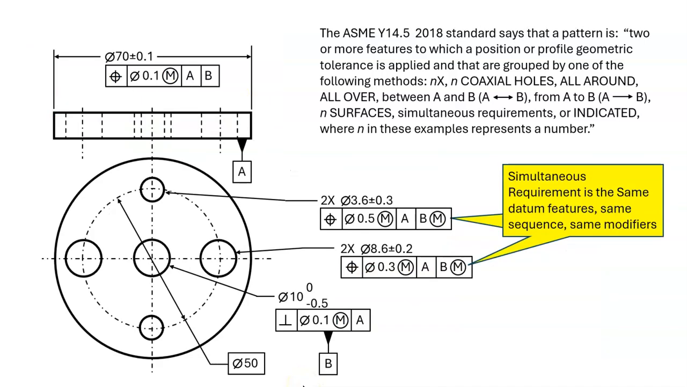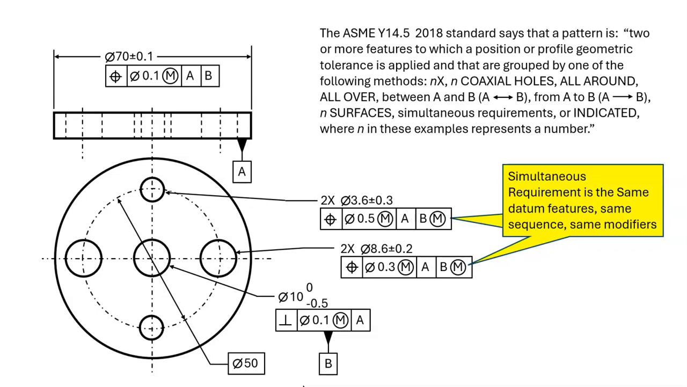Here we see a simultaneous requirement. Recall that 2 slides ago we said that a pattern means that the features in the pattern must be gauged on the same gauge at the same time. The gauge is defined by the feature control frame. Specifically, the datum references define a datum reference frame, and that defines the gauge.